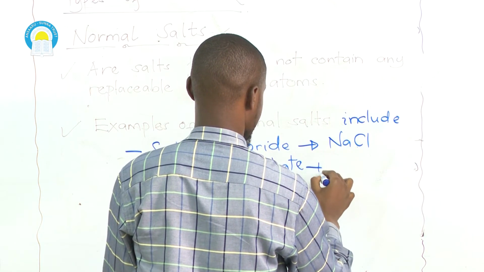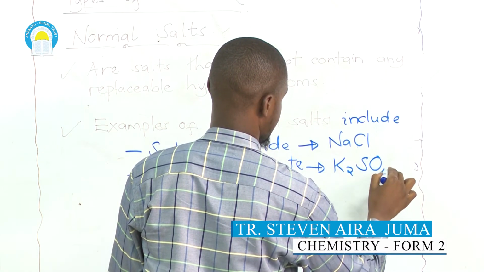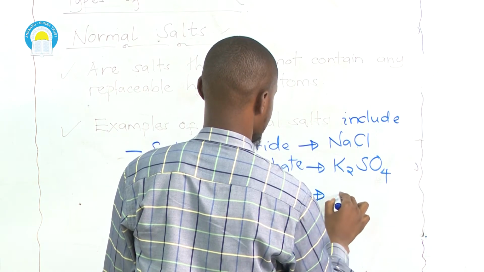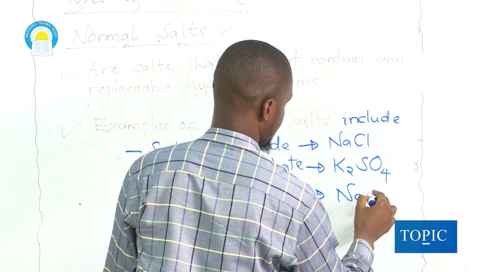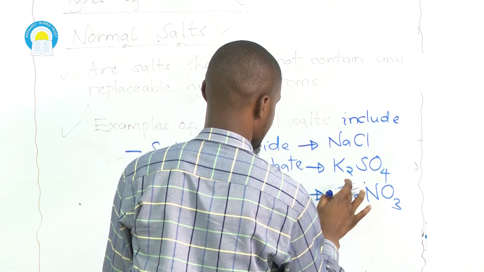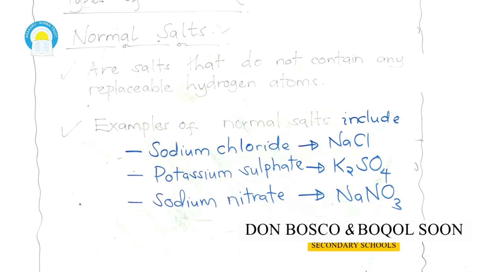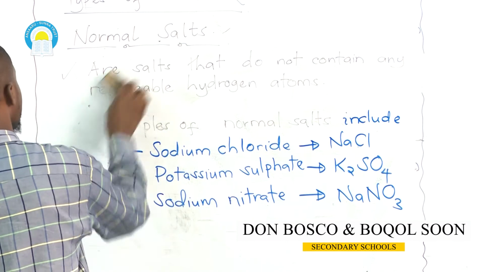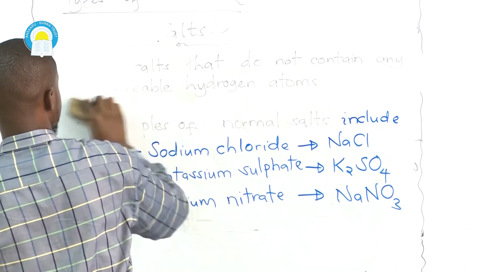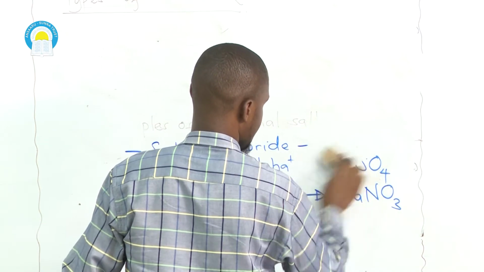Sodium chloride, potassium sulfate, and sodium nitrate. Any salt that is of that nature, that has no replaceable hydrogen atoms, is said to be a normal salt. That takes us to the third type, and the third type is what we call basic salts.